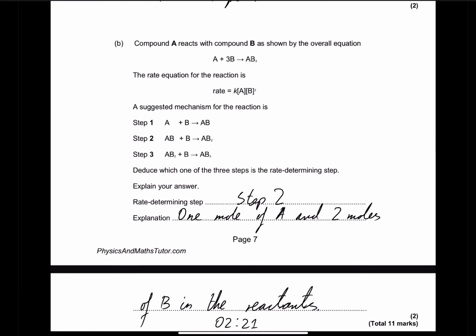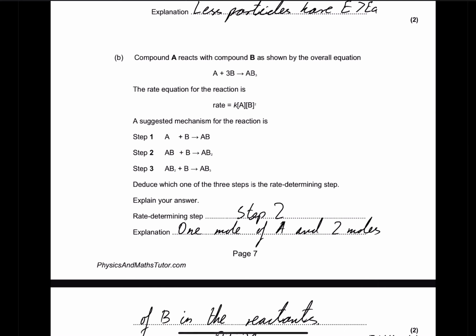This is the easiest one here because you can clearly see the overall equation is A plus 3B goes to AB cubed, but only the rate determining step affects the rate, the step that has the highest activation energy. In this case the rate determining step is only 1 mole of A and 2 moles of B, because it's AB squared. So we're looking for something that has 1 mole of A and 2 moles of B in the reactants. It's all about the reactants.